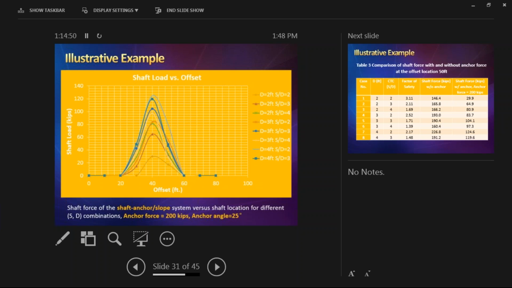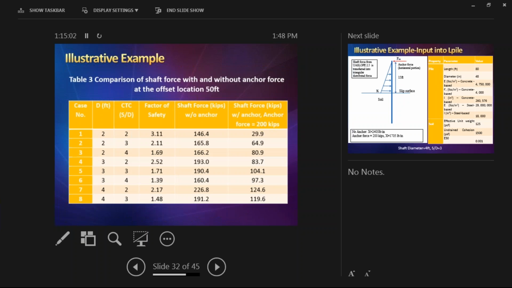So here's the case where we put an anchor, 200 kips anchor force with the anchor angle 25 degrees. And this is the force that you come up with. The next slide gives you a summary of a feasible design, showing here cases 1 to 8, and the diameter and the center-to-center spacing, normalized diameter, and the computed factor of safety. You can see most of them, except for the last one, close to 1.5, all of them are greater than 1.5. And these two columns give you the force on the drill shaft.